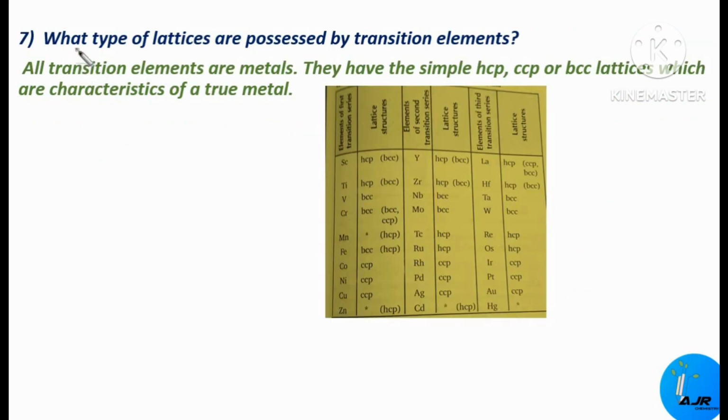Understood, students? The next important topic is the metallic properties and lattice structures. What type of lattices are possessed by the transition elements? Actually, all the transition elements are metals. They have simple HCP, that is hexagonal close packing, cubic close packing, or body-centered cubic structures, lattices which are characteristic of a true metal. Almost all the transition metal elements exhibit typical metallic properties like metallic luster, malleability, ductility, high tensile strength, high thermal and electrical conductivity, etc.